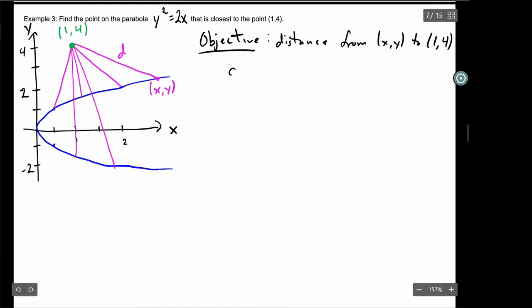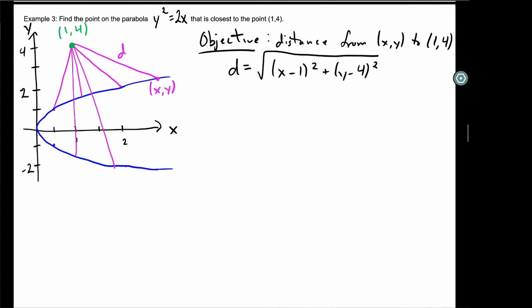That would be, well, the distance formula: x minus 1 squared plus y minus 4 squared, and then square root all of that. That's the distance function. We've got a bit of a messy function here, but maybe we'll plug in the constraint and good things will happen. So what should our constraint be here?